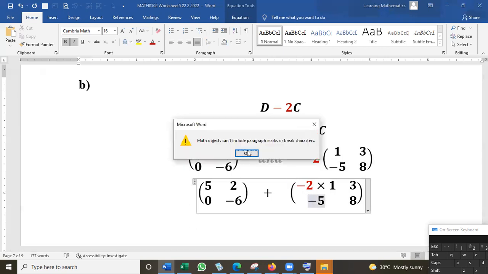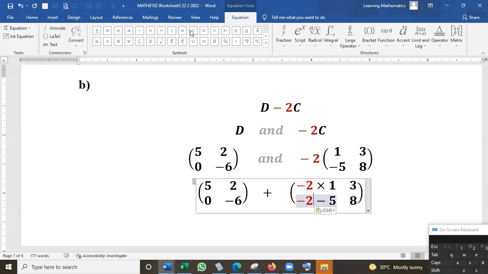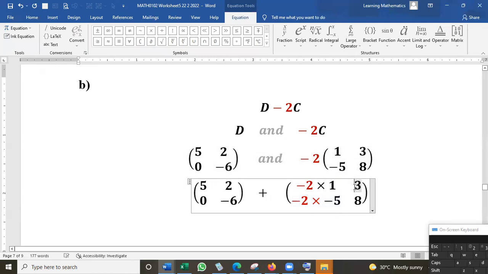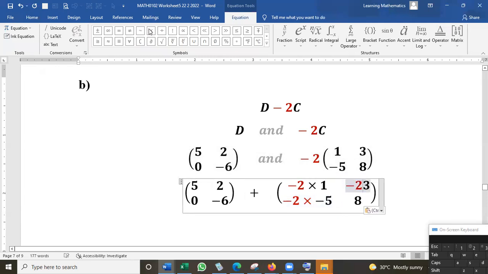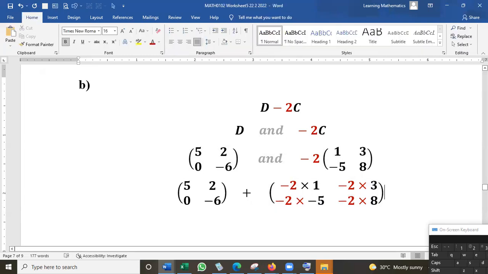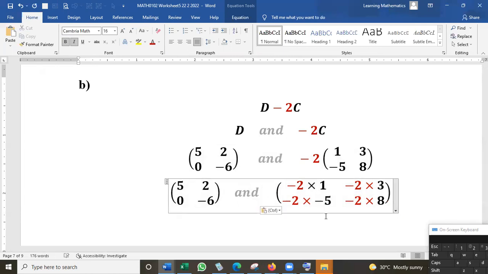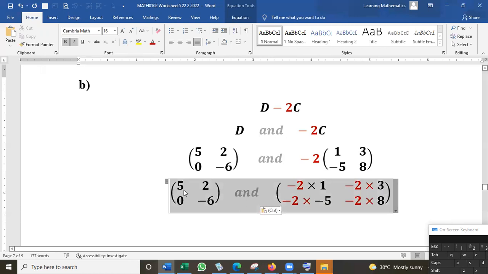Multiply each by negative 2. So we're multiplying by negative 2 every element in the matrix. We are multiplying C by negative 2. Okay. So we have, and if you notice I replaced the and with the plus, you can still put your and in if you want to. You can put your and, but just know it's a plus there. You know? So you can do that.